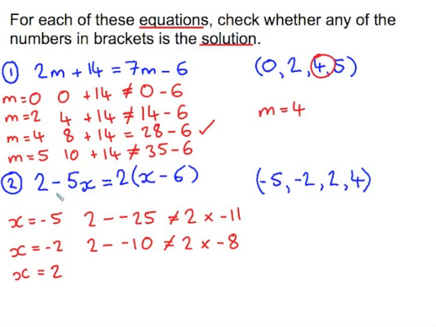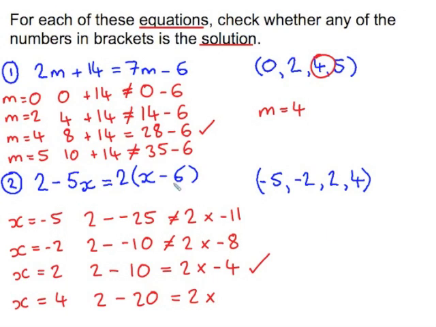x equals 2 gives 2 take 5 times 2, which is 10, and then 2 multiplied by 2 take 6 is -4. 2 take 10 is -8, and 2 times -4 is also -8. So there's our solution. But we'll just check x equals 4 as well. 2 take 20 equals 2 times 4 take 6, which is -2. So this is -18 equals -4. They are not equal. So there's our solution, x equals 2.